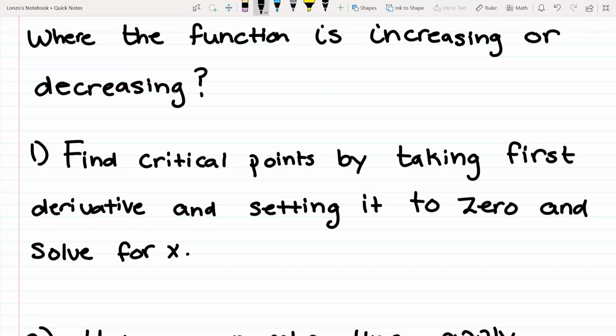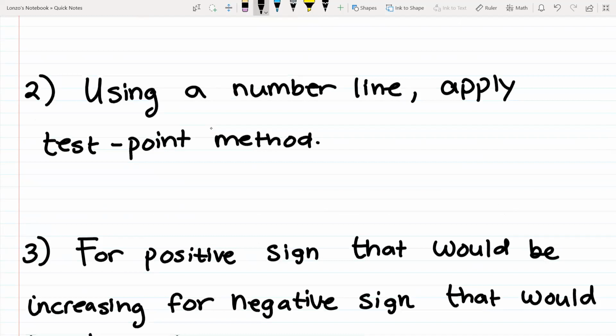Just like the last lecture, where we were learning finding local min and local max, it's the same step. The second step is using a number line and applying the test point method. In the test point method, you figure out where it is positive and where it is negative using test points.